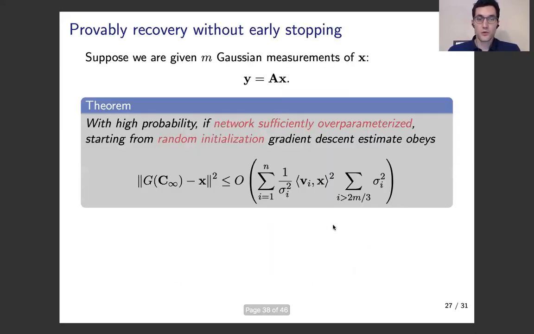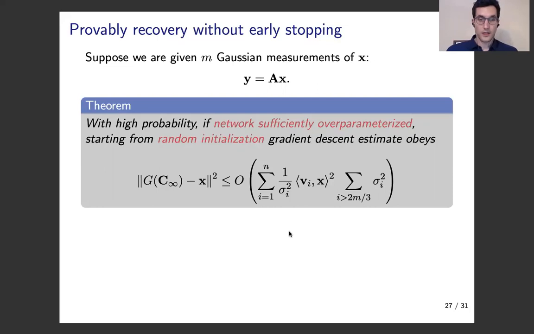And the way to understand that theoretically is, suppose we can prove this for a Gaussian measurement. So if the network is sufficiently over-parameterized, and again, starting from some random initialization, if we iterate till convergence, so C infinity means we're running gradient descent until convergence, then the error is bounded by this quantity here.